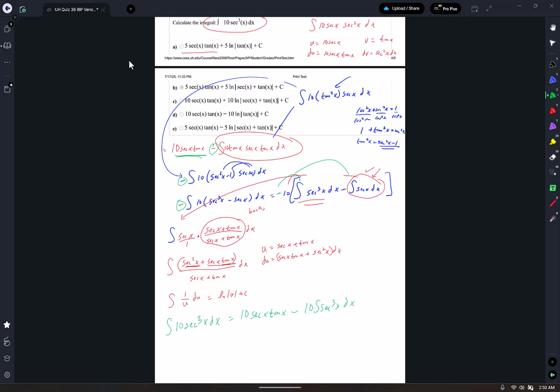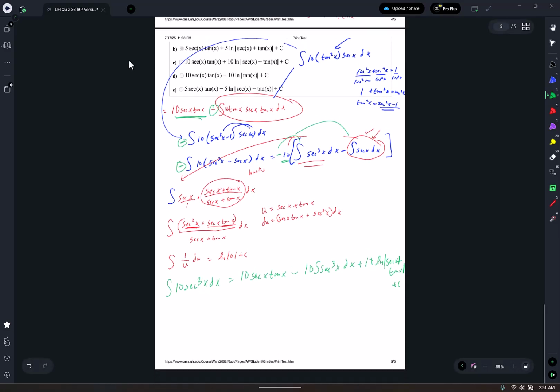And then remember, I have the antiderivative right here. So plus, and remember, I have a 10 there in the front that I've got to distribute. So plus 10 ln, and what was my u? Secant x plus tan x. Secant x plus tan x, close it, plus c.